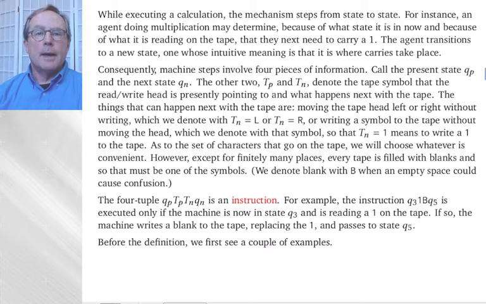Machine steps involve 4 pieces of information. You can call the present state QP and the next state QN. The other 2 pieces of information, capital T sub P and capital T sub N, denote the tape symbol that the read-write head is presently pointing to and what happens next with the tape. There's a little difference between them. TP is a symbol. TN is what happens next. So TN is an action.